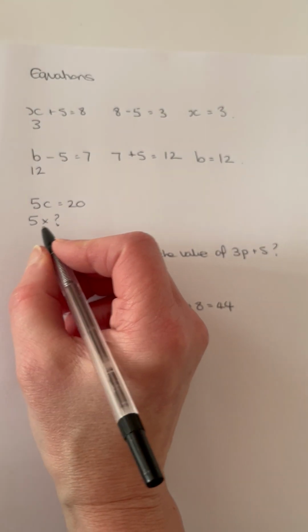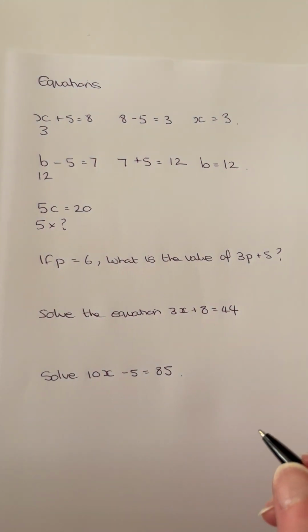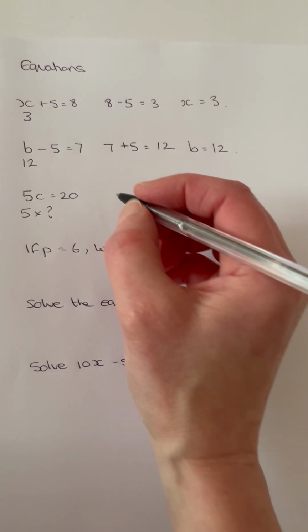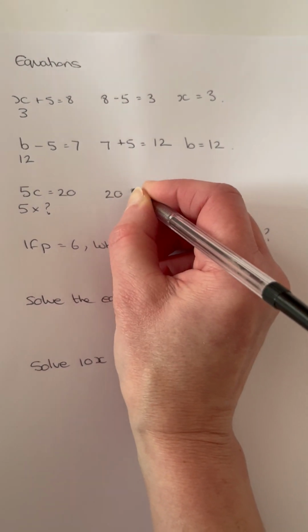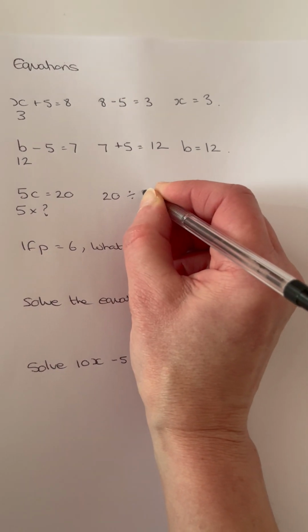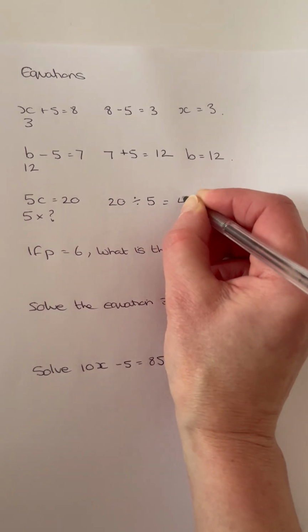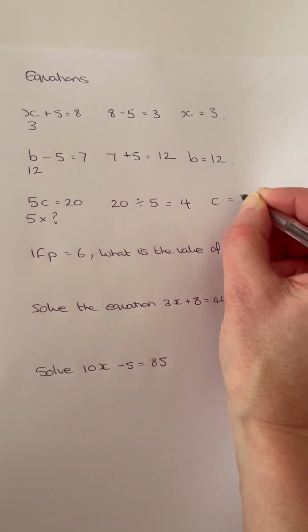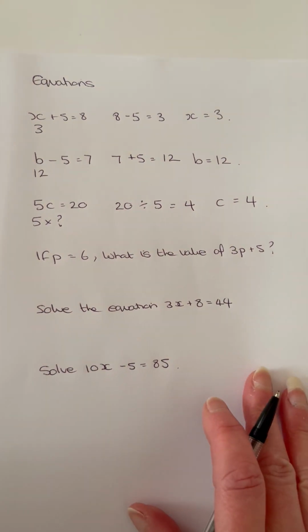So you might know from your times tables facts that 5 times 4 is 20. Or you can do 20 divided by 5 equals 4. So c equals 4.